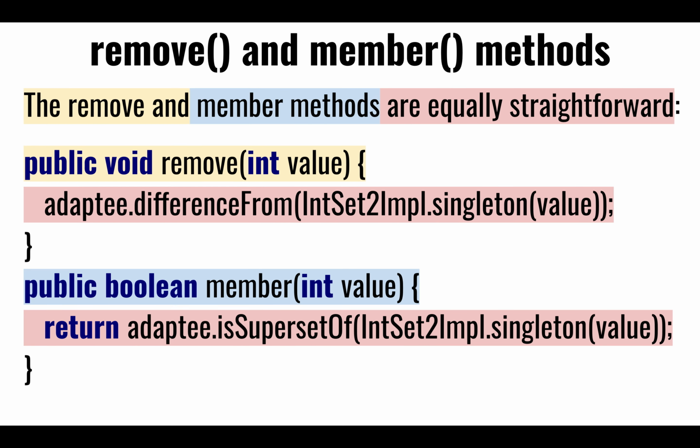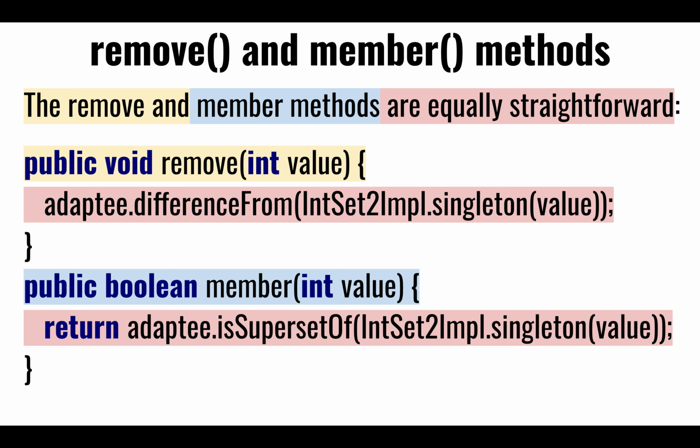Remove, same thing. We can write remove in terms of difference. We can write it in terms of differences. Again, all these difference from and union, they all deal with sets. They don't know how to deal with individual elements. So the way we fake it is that we are always instantiating a brand new set that has that one single element. So int set impl dot singleton value. That's why we have the singleton. We're creating a brand new set of that one element.